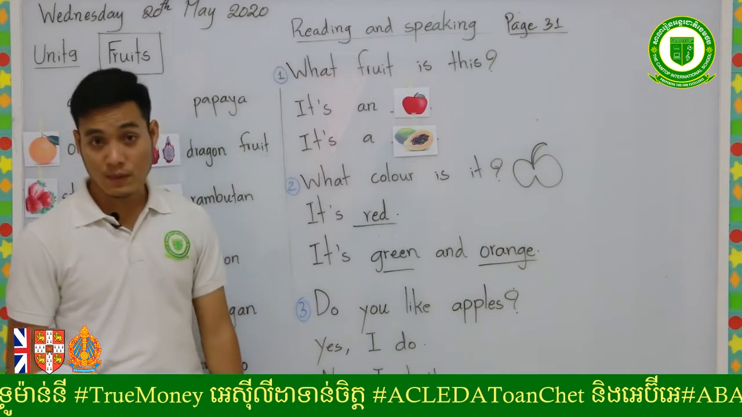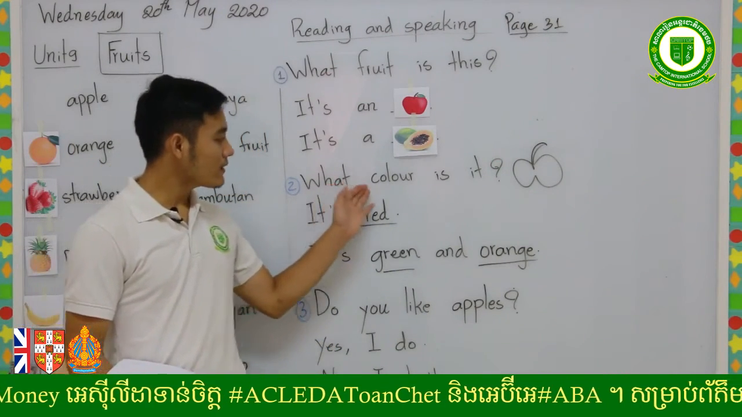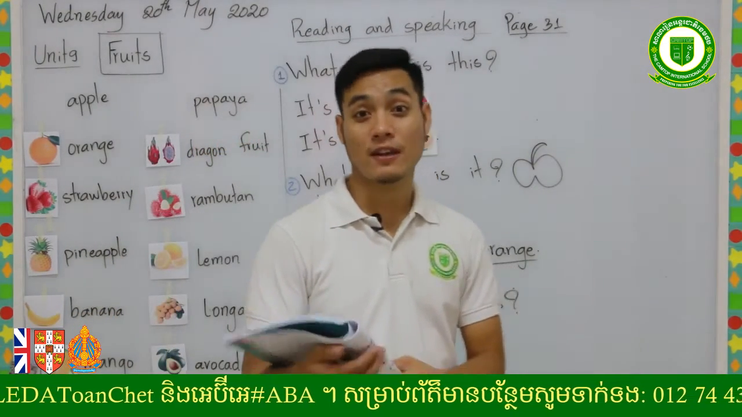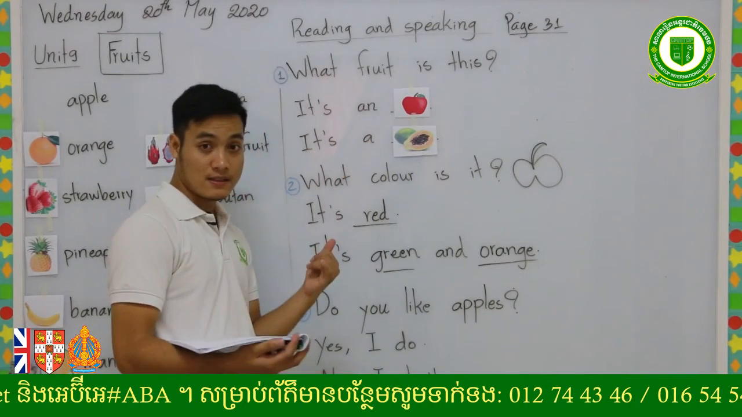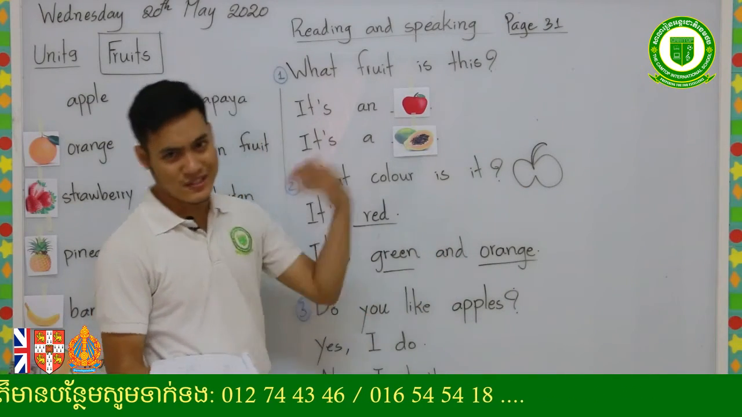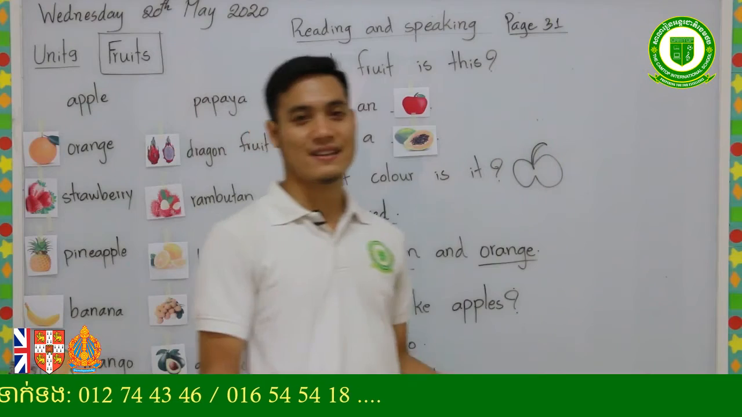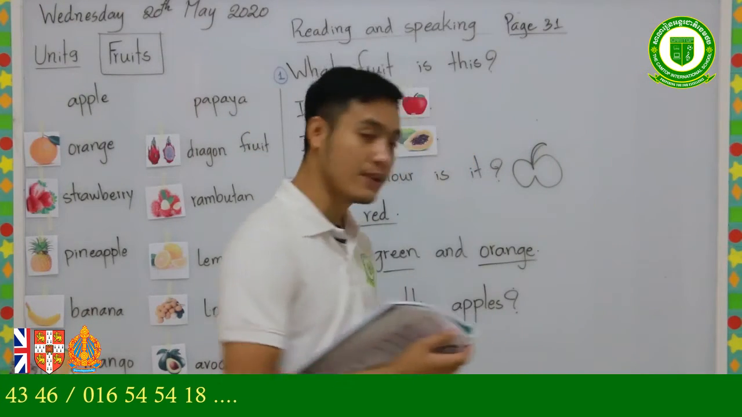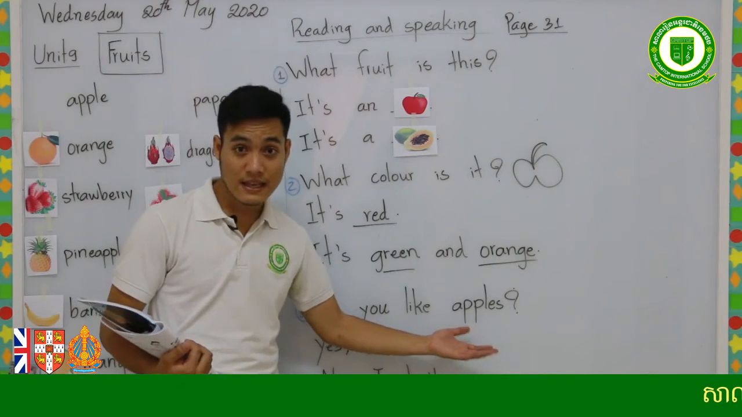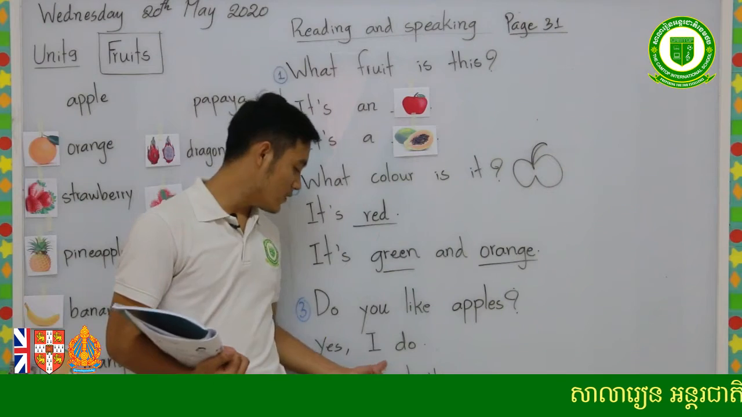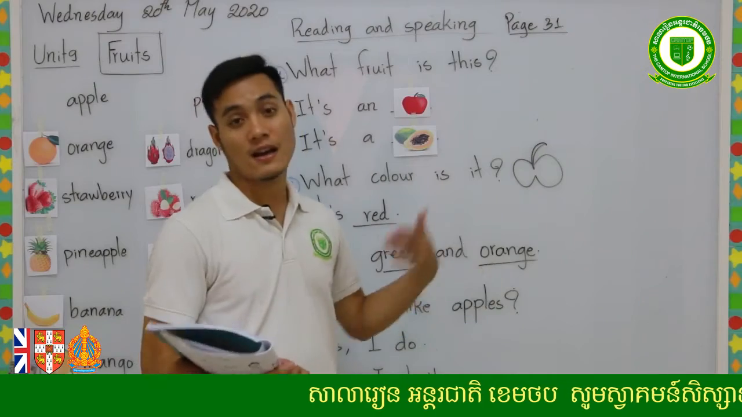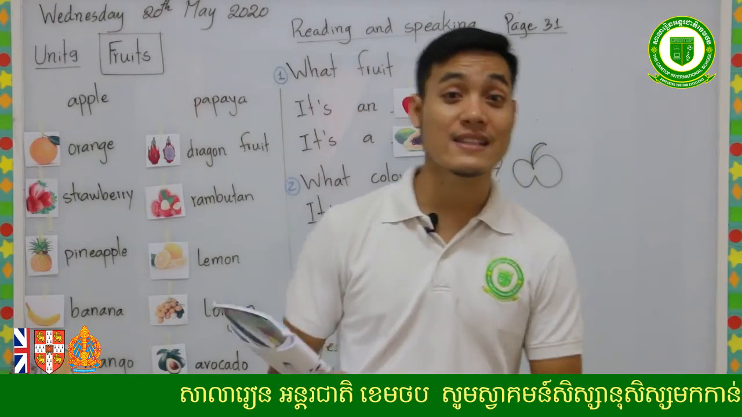Another question is, what color is it? This is the way that you ask a question about the color. And then you answer like, it's red, it is green and orange, it is yellow, it is violet. And the last one, question number three, is do you like apples? If you like it, just say, yes, I do. If you don't like it, you just say, no, I don't. So these are the words and also the lesson that you learned.